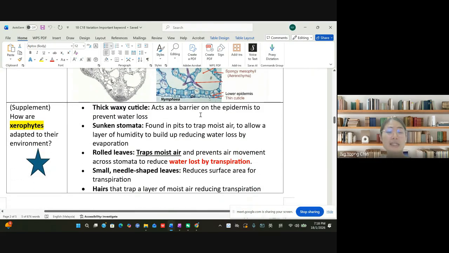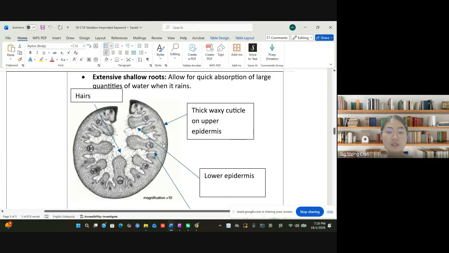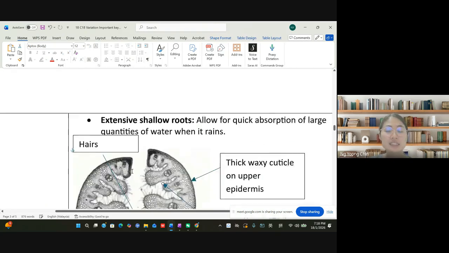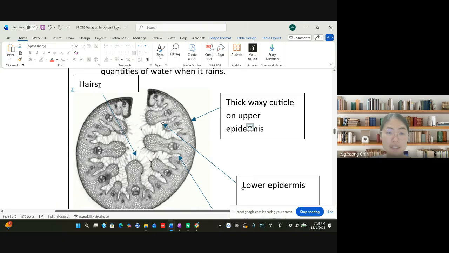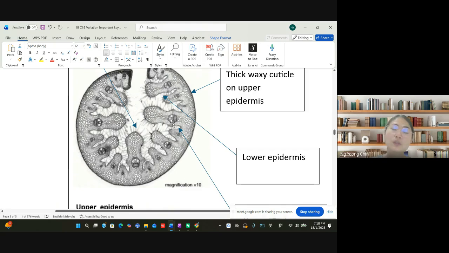Okay, so how are xerophytes adapted to the environments? So xerophyte is like this. You should know about the features. So this is the hair, the hair structures. And another one that is different from the hydrophyte just now: xerophytes have a very thick waxy cuticle, okay? So this outer surface layer is the upper epidermis, and the inner surface is the lower epidermis.